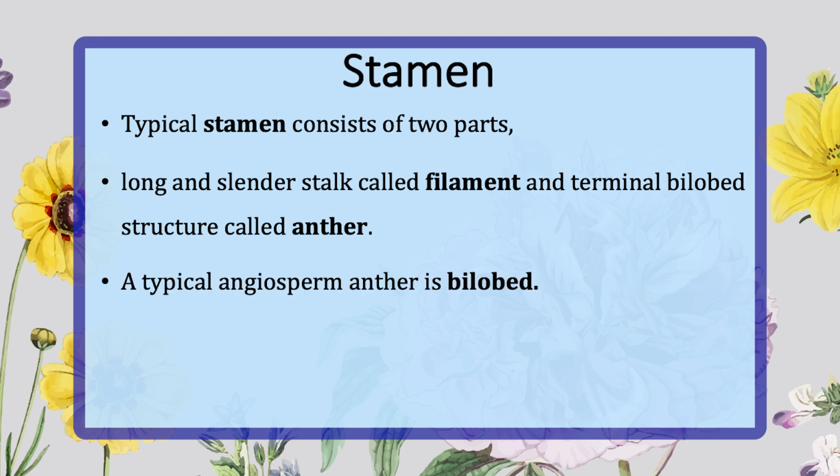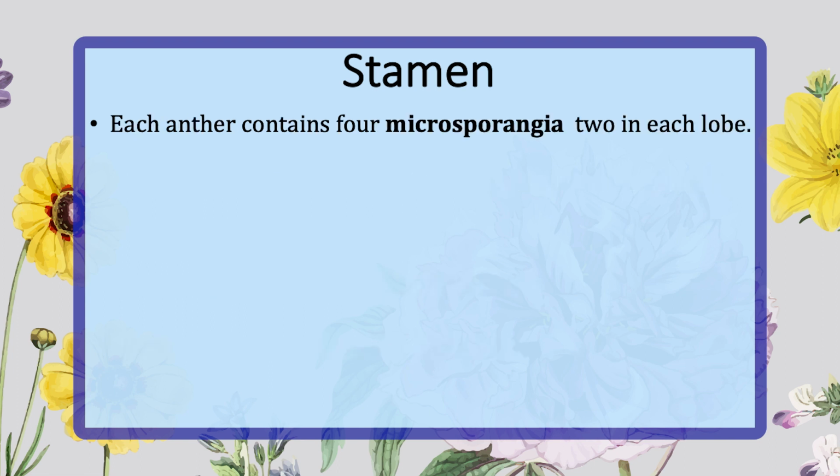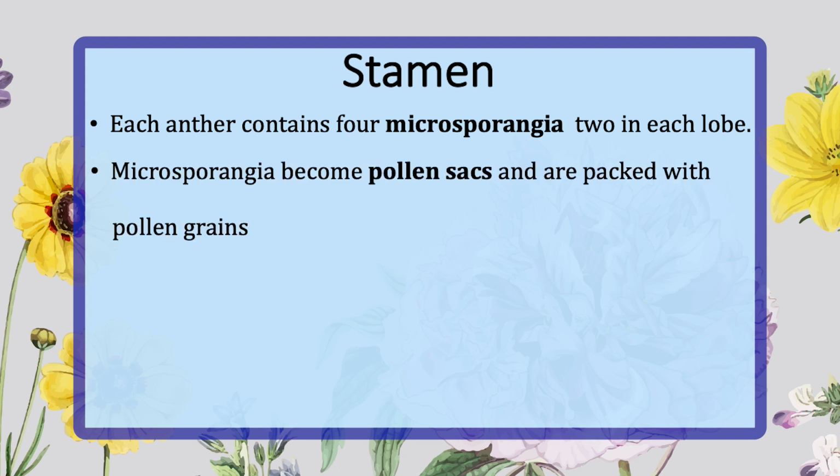Anther is bilobed, which means it has two lobes. Each lobe has two theca, that is why it is also called dithecous. Each anther contains 4 microsporangia. When microsporangia mature, they become pollen sacs and are packed with pollen grains.